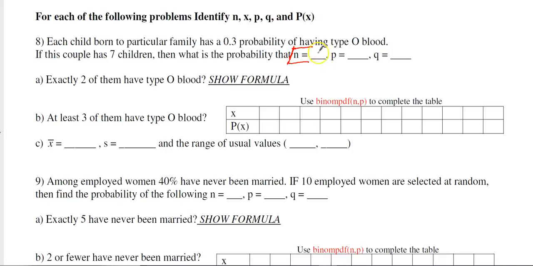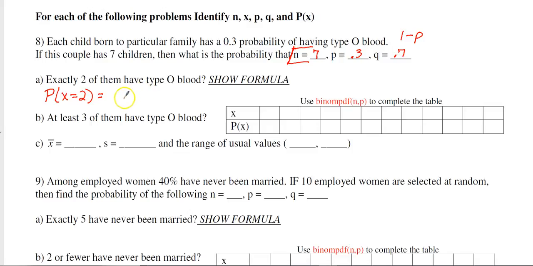So n is 7, because that's the number of trials. The probability of success is 0.3. The probability of failure is 0.7. Remember, that is 1 minus p. Exactly 2 of them have type O blood. So that's p of the random variable equaling 2.